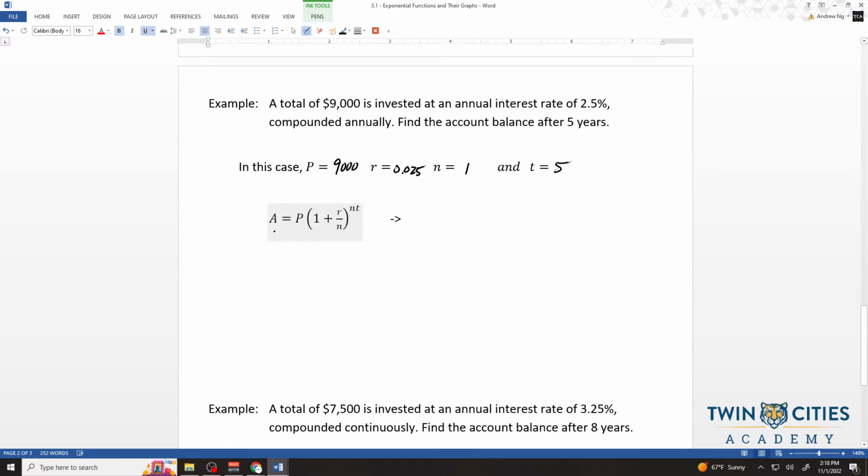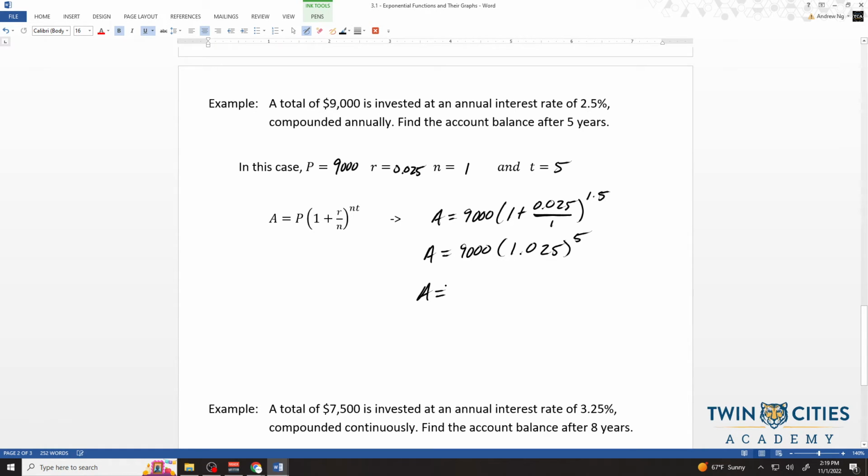All right, well, let's plug some stuff in. A equals P times the quantity 1 plus R over N, to the NT. So I will say A is equal to 9,000, the principal amount, times the quantity 1 plus R, which is 0.025 over 1, and this is all to the 1 times 5. Okay, let's clean this up a little bit here. A equals 9,000 times 1 plus 0.025 divided by 1. So that's just going to be 0.025. So this will be 1.025. And 1 times 5 up here is 5.